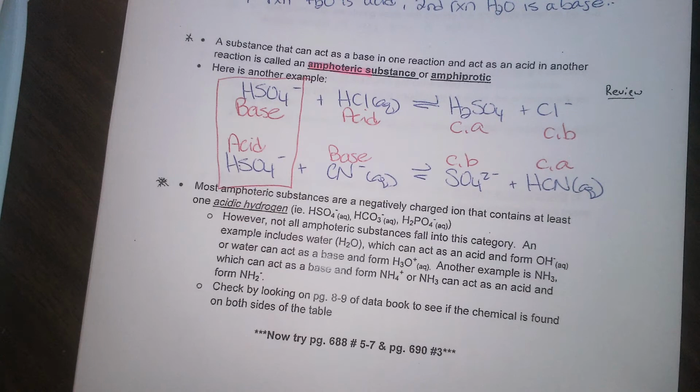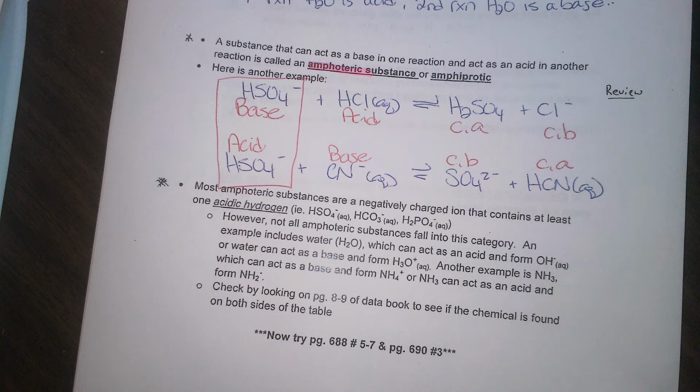Not all amphoteric substances fall into this category. Look at water. Water can act as an acid and form hydroxide, or water can act as a base and form hydronium ion. NH3 can act as a base and form ammonium ion, or it can act as an acid and form NH2 minus.